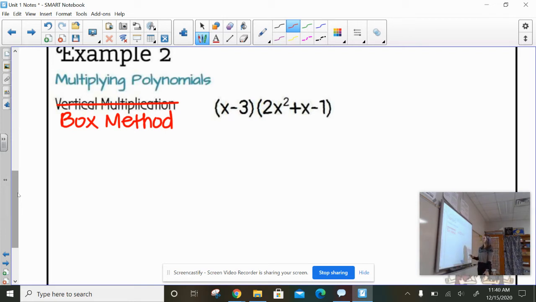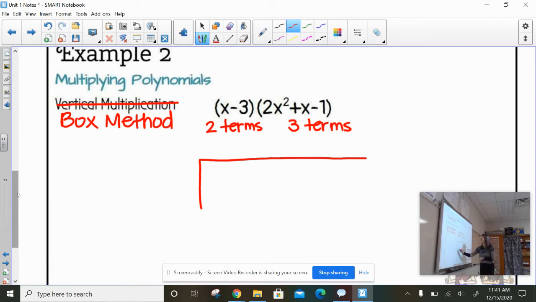Okay, so this time, this one has 2 terms, and this one has 3 terms. So I'm going to need a box that is a little bit bigger than the last one that we chose. Okay, I'm going to make it where it's a 2 by 3 this way.